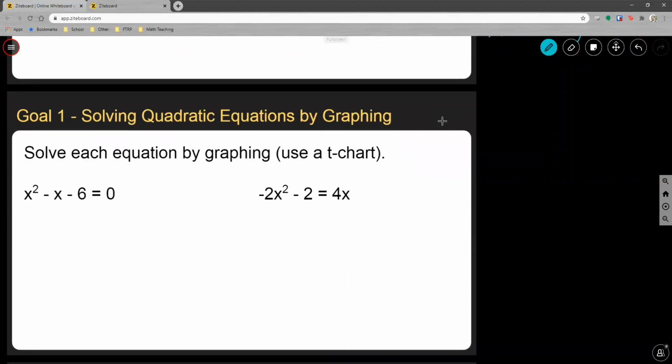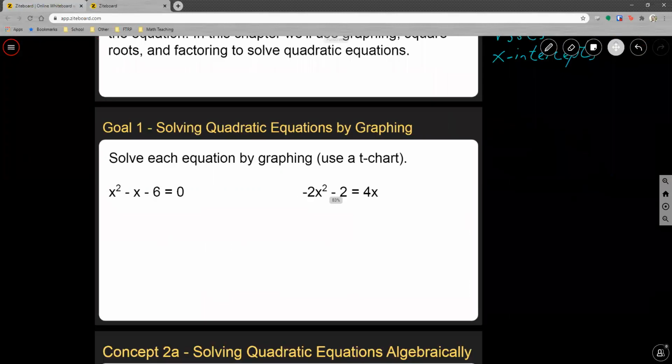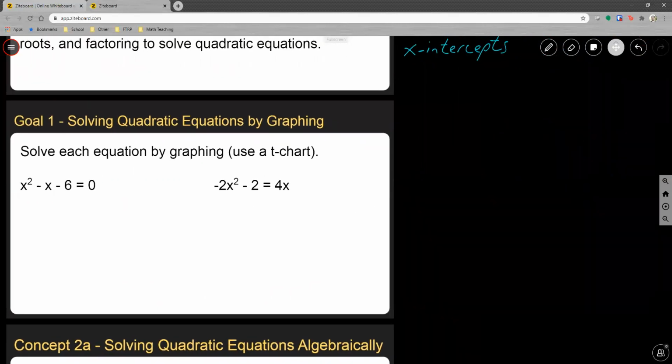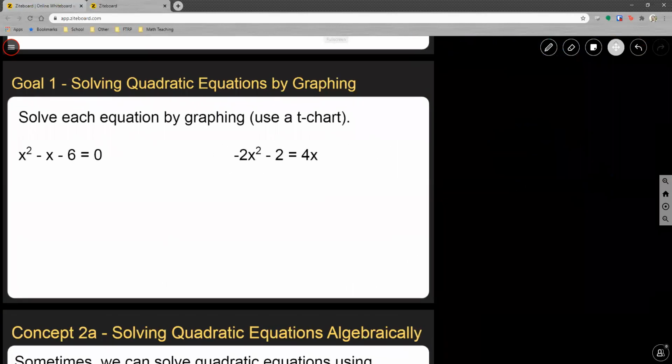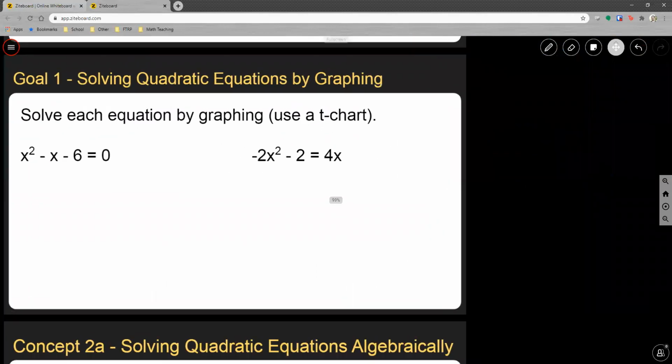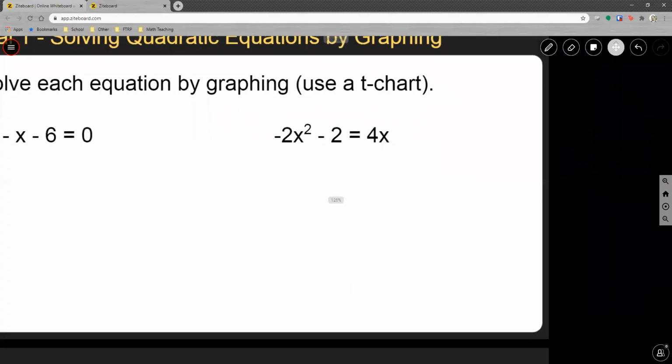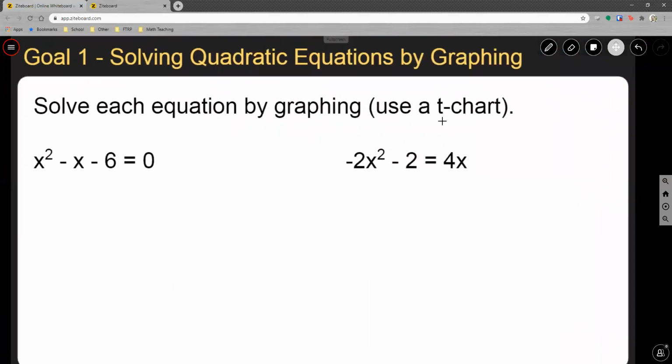So goal one, we're going to solve each equation by graphing. We're going to use a t-chart. Now, I've discussed my dislike for typically graphing. And actually, I'm going to zoom in on this. But in this case, we are going to graph to see what's going on. We're going to solve this using the concept of graphing. We'll be using a t-chart.